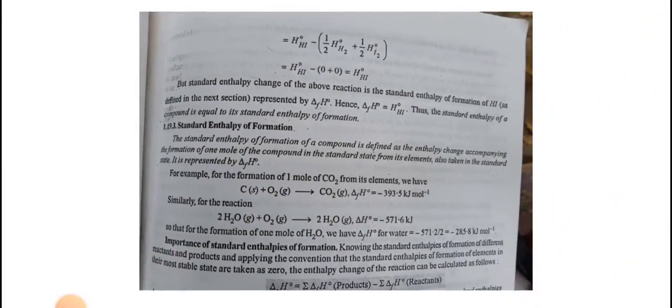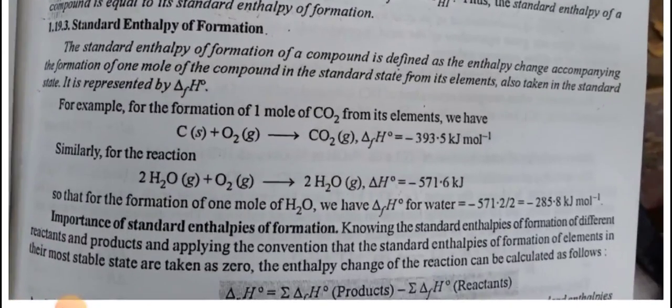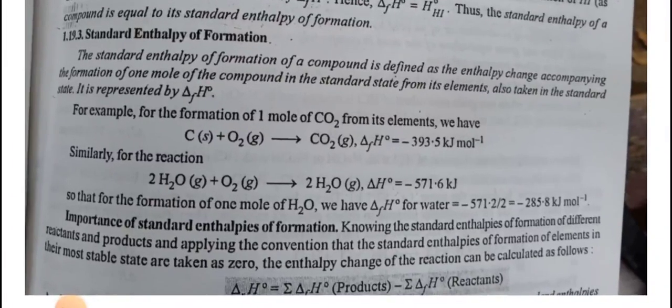Importance of standard enthalpies of formation. Knowing the standard enthalpies of formation of different reactants and products, and applying the convention that the standard enthalpies of formation of elements in their most stable state are taken as 0, the enthalpy change for the reaction can be calculated as follows. ΔrH° is equal to the summation of ΔfH° of products minus the summation of ΔfH° of reactants.